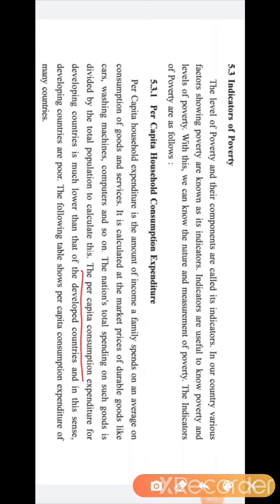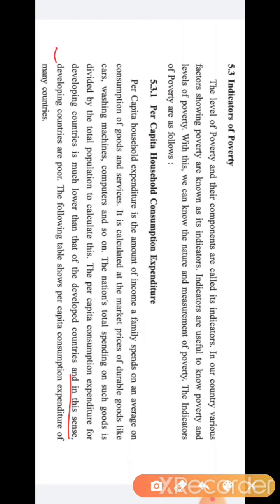The per capita consumption expenditure for developing countries is much lower than that of developed countries. So here it shows that the per capita consumption expenditure done by the families of developing countries to fulfill their basic needs of life and sustenance of life is less compared to that of developed countries. Developed countries are spending more for the sustenance of life and fulfilling their needs. And in this sense you can say that developing countries are poor.